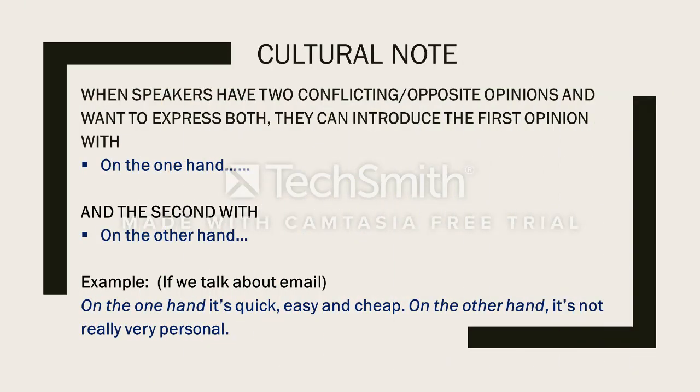Now, there's another cultural note here. Pay attention. When speakers have two conflicting or opposite opinions and want to express both, they can introduce the first opinion with the expression, on one hand. And then they can continue giving the opposite opinion, on the other hand. Look at the example. These two people are talking about the use of email. One of them says, on the one hand, using email is quick, easy, and cheap. On the other hand, it's not really very personal. So he uses the expression on the one hand, and then gives an opposite opinion on the other hand.